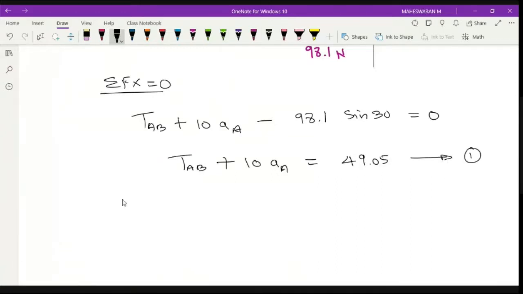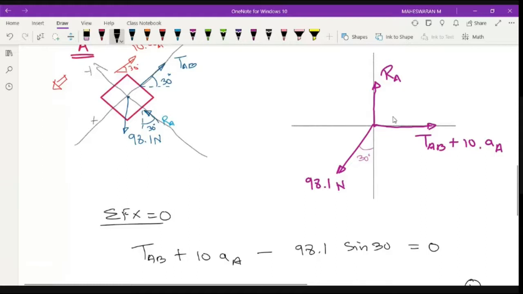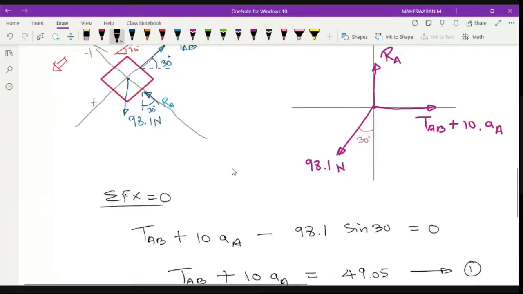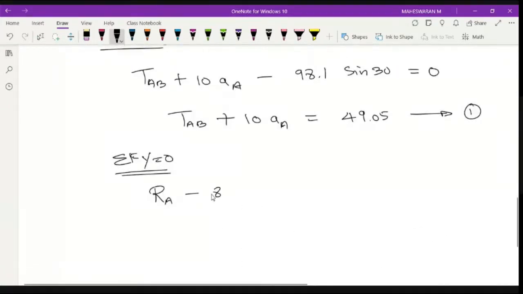Right? So next I will go for sigma Fy is equal to 0. So when I consider sigma Fy as 0, you know that Ra minus 98.1 cos 30 is equal to 0, which means I will get what is my Ra. So Ra is 98.1 into cos 30, 84.957 Newton, right? So this is my value.